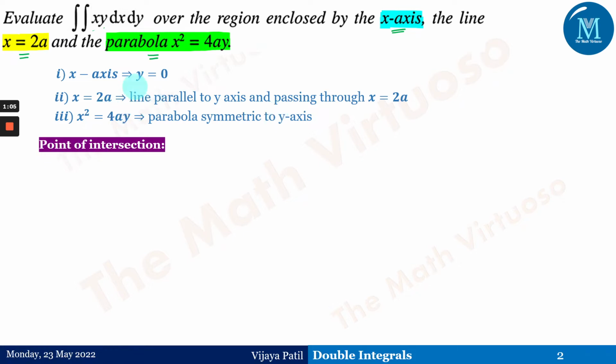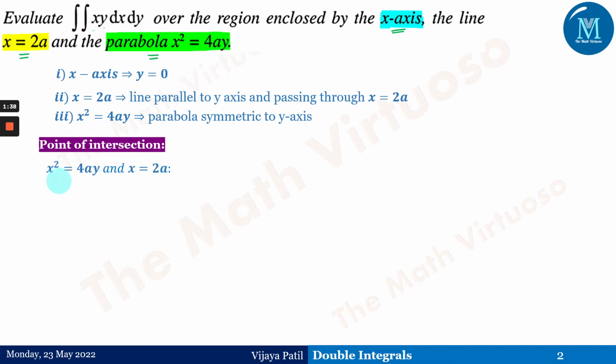Before going ahead and drawing all of them in the graph, we have to find the point of intersection. This is like the checkpoint for us whenever we are drawing the different curves in the figure. We have to know the point of intersection of those curves beforehand so that we can draw them exactly. Now we have to take care of the point of intersection of these two curves, x square equals 4ay and the line x equals 2a.